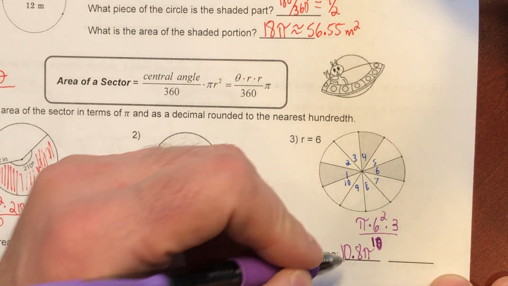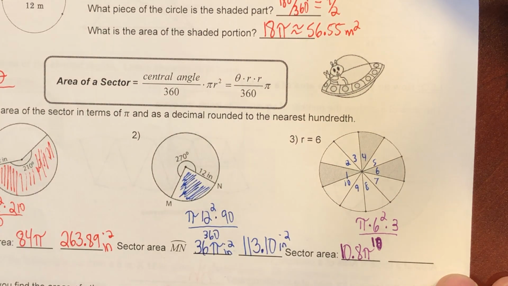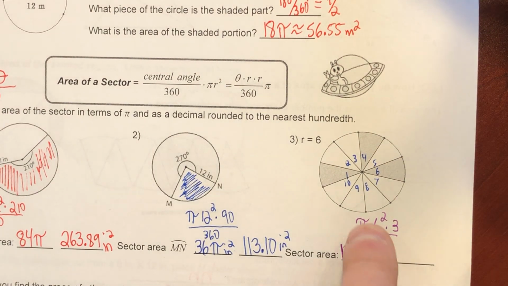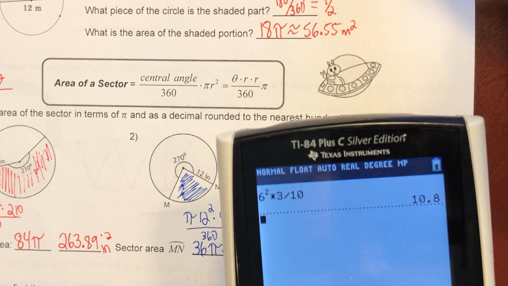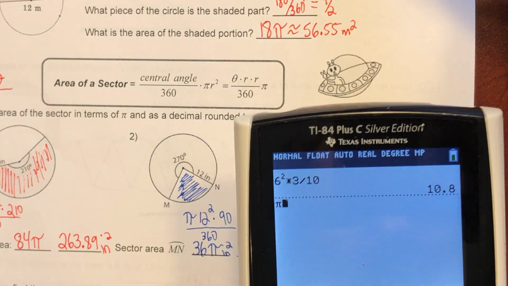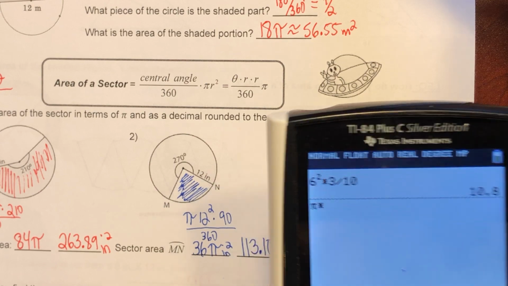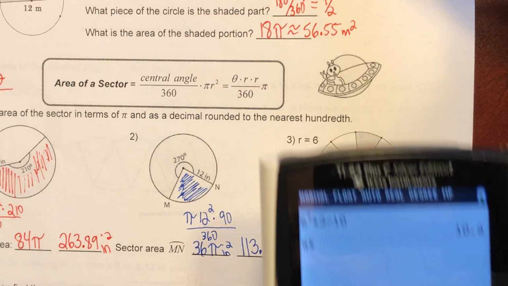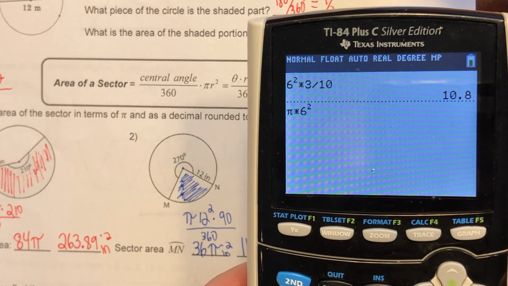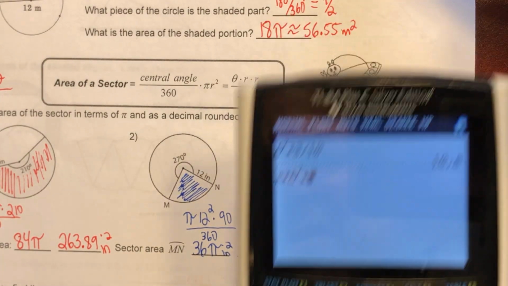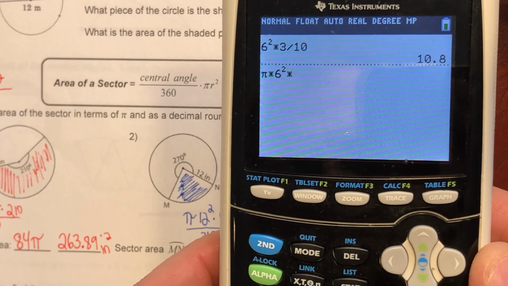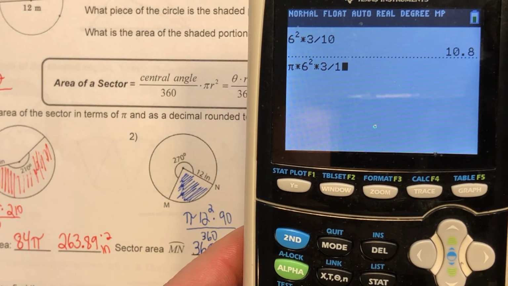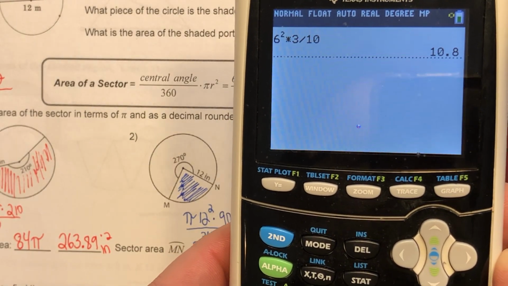All right, 10.8 pi. All right, so this time I'm going to punch this whole thing out. So pi times 6 squared times 3 divided by 10. And I hit enter.